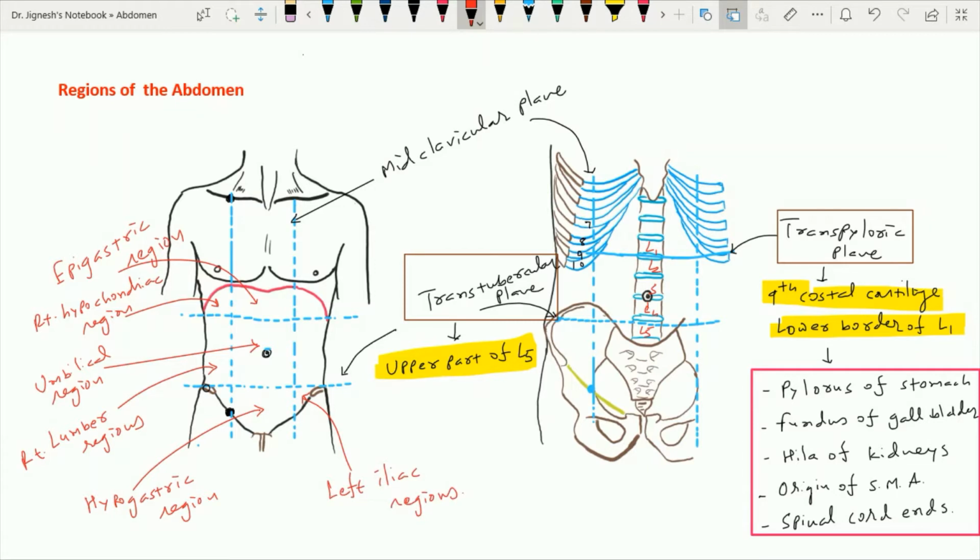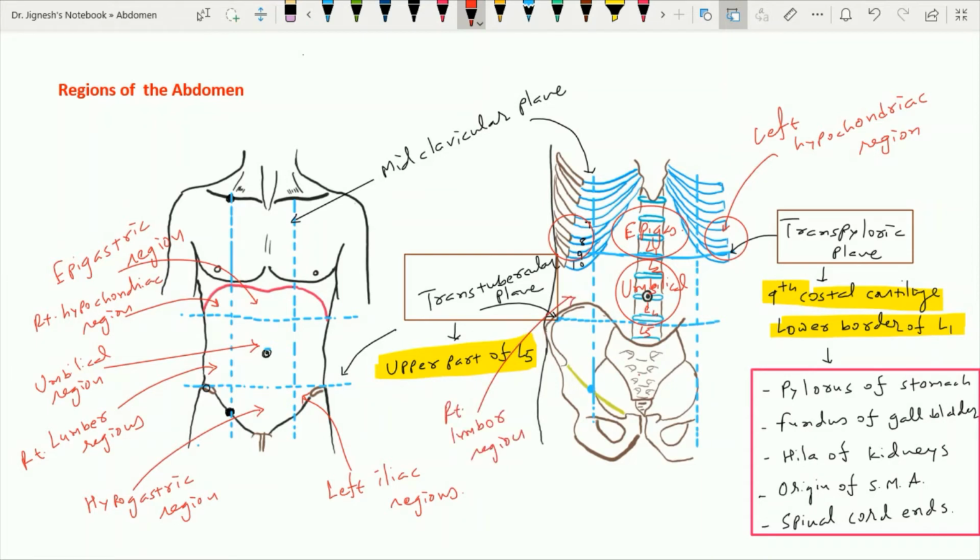So here in this figure also we can see that this is the epigastric region, and on each side these two regions are the hypochondriac regions. In the midline where the umbilicus lies, and this umbilicus lies between the L3 and L4 vertebrae, this region is called the umbilical region. And on each side of the umbilical region the lumbar regions lie.